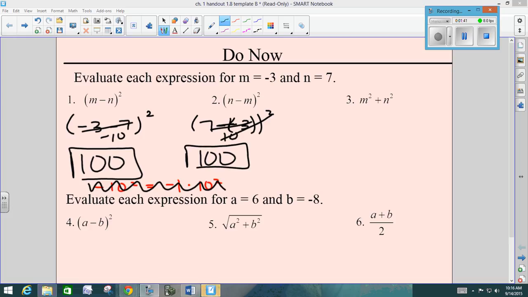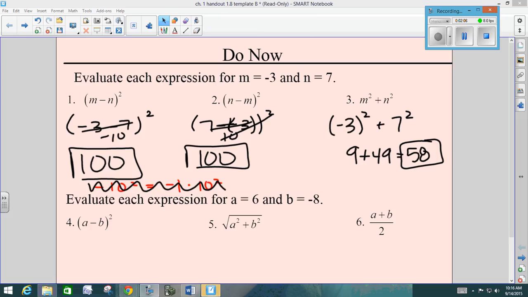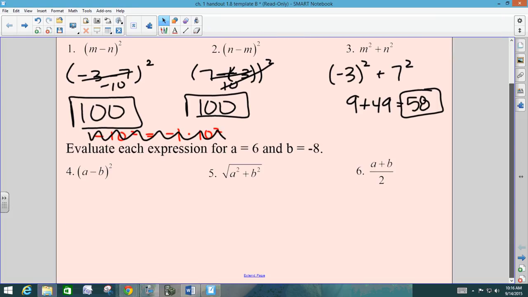Number 3, m squared plus n squared. So -3 squared plus 7 squared. -3 squared is what? 9. And 7 squared is 49, and the sum of 9 and 49? 58. Order of operations: square it, then add them. Exponents, then addition. All right, 4, 5, and 6. Same idea with new values here.